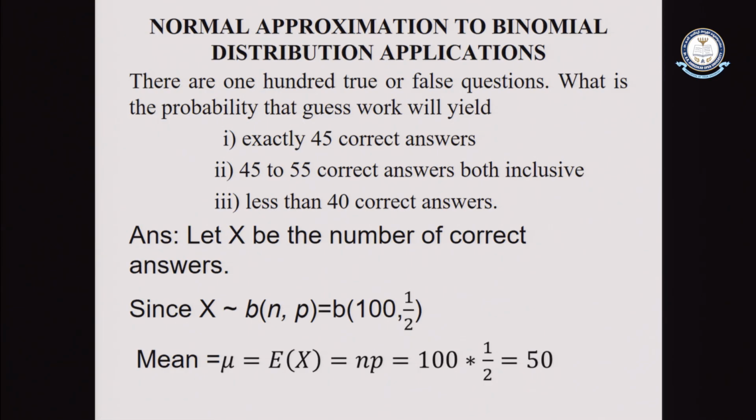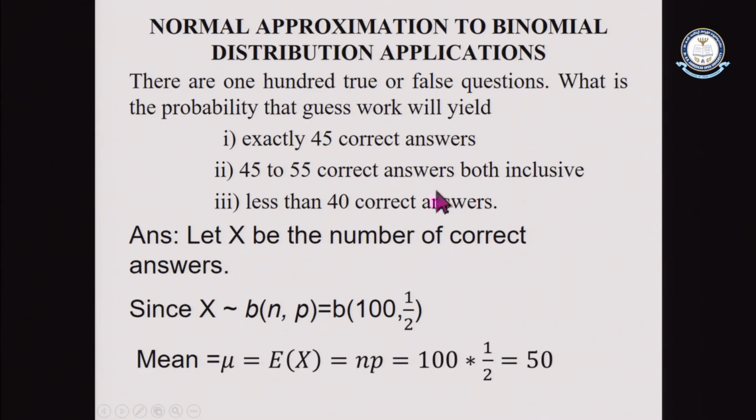the marks? Students sometimes behave such that by chance they choose an option. What is the chance of scoring the marks? First, exactly 45 correct answers out of 100. Second, I am asking for 45 to 55 correct answers, both inclusive, including 45 and including 55, so we take less than or equal. Third, less than 40 correct answers.